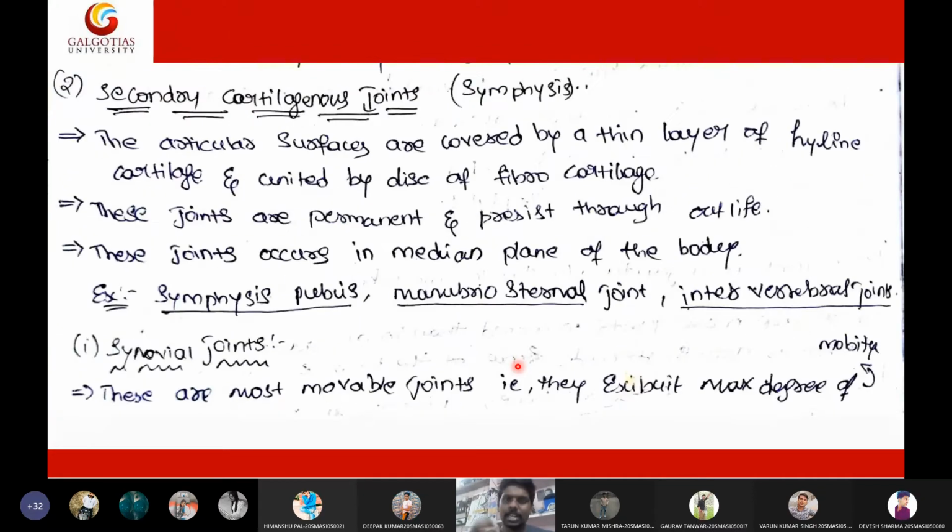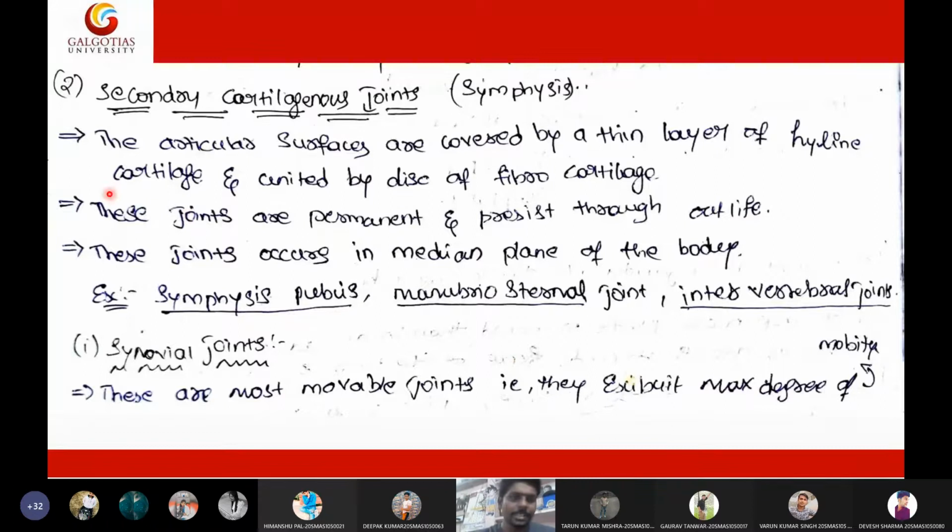cartilaginous joints are the cartilaginous joints which will be present as a cartilaginous state for the entire lifetime. They won't change to bones. Permanently they will be in cartilaginous state. So such joints are called secondary cartilaginous joints.